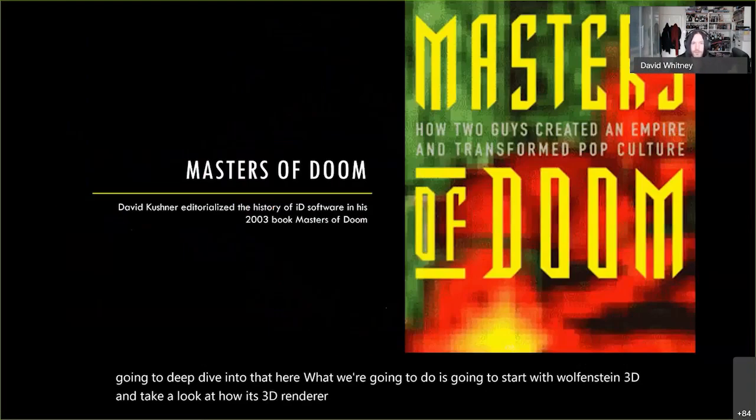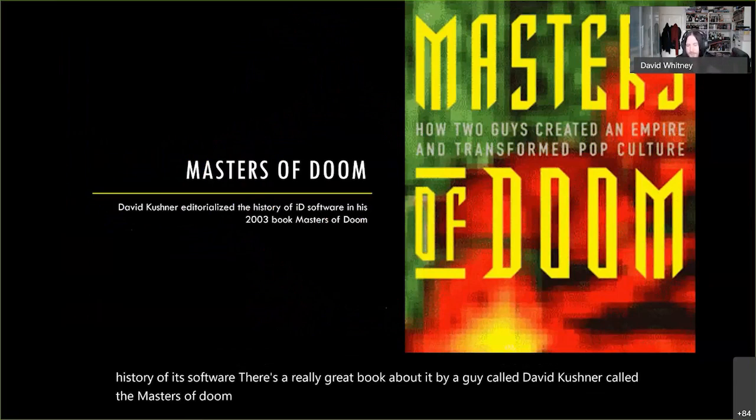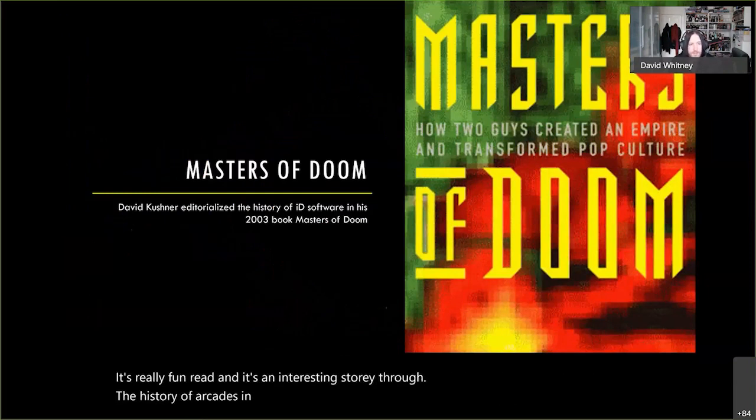If you're interested in more information on the history of id Software, there's a really great book about it by a guy called David Kushner called Masters of Doom from 2003. It's on Kindle, Amazon, Barnes & Noble, all good bookstores. It's a really fun read, and it's an interesting story through the history of arcades and the early PC gaming scene. I would recommend it. It's fun.